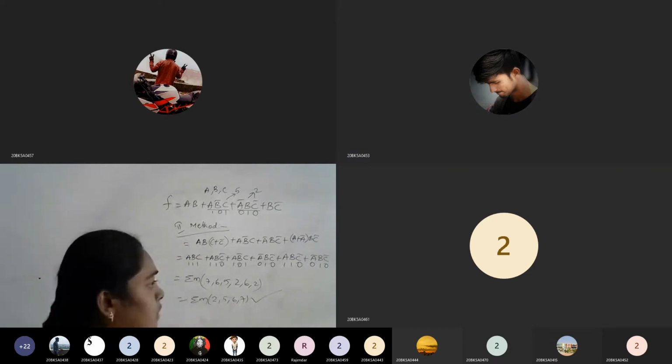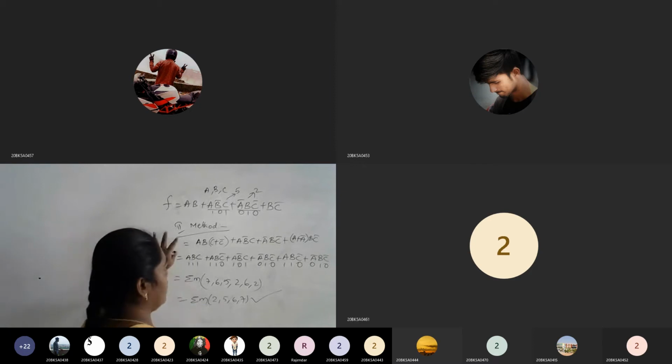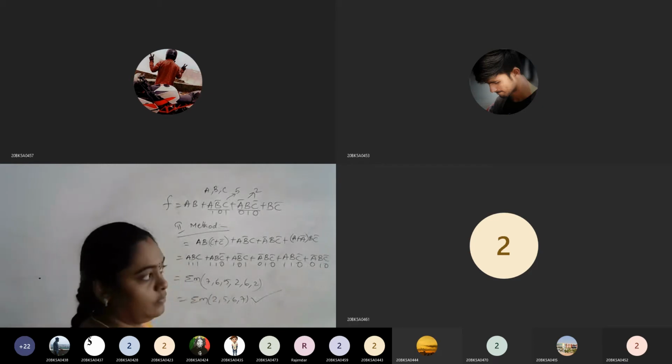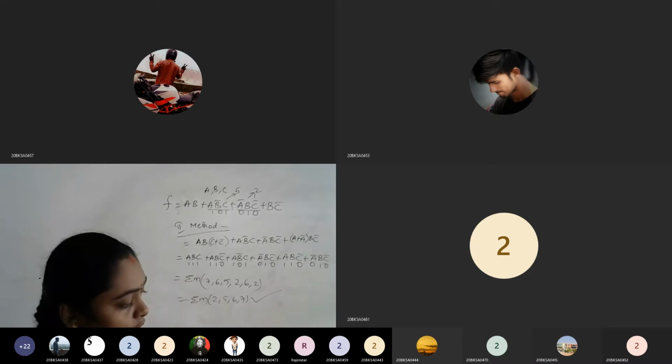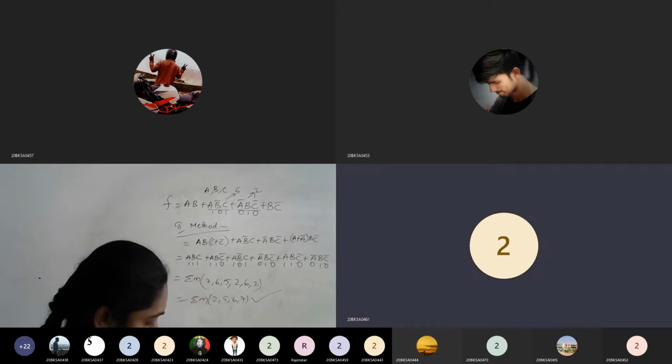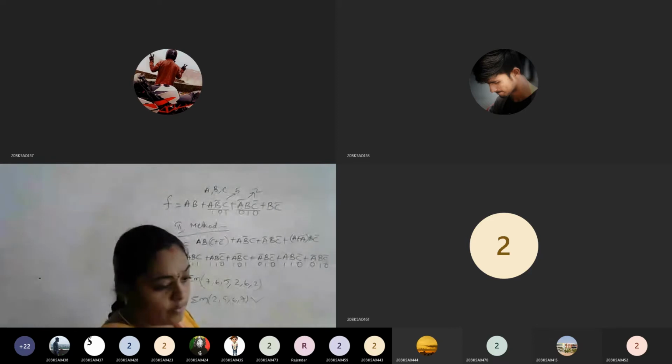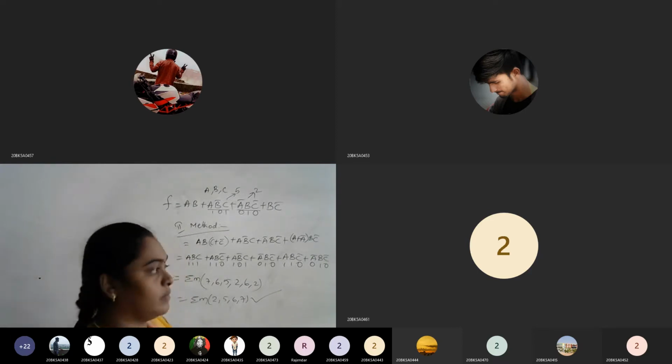Are you getting the same answer? Yes, ma'am. So you can do it in any of the ways. But if you are doing the second method, this is the actual way you need to do it. Whatever I told you in the first method, do it in the rough column, then write down this directly. The third method: I am not doing all these things, directly I am plotting on the K-map. Shall I erase this part? One second, ma'am.